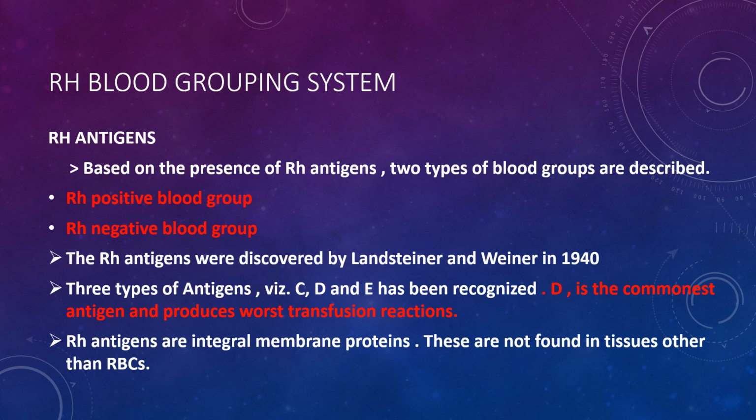The Rh blood group system. Based on the presence of the Rh antigen, two types of blood groups are described: Rh positive and Rh negative. The Rh antigens were discovered by Landsteiner and Wiener in 1940. Three types of antigens, C, D and E, have been recognized. D is the commonest antigen and produces the worst transfusion reaction. The Rh antigens are integral membrane proteins. These are not found in tissues other than RBC.